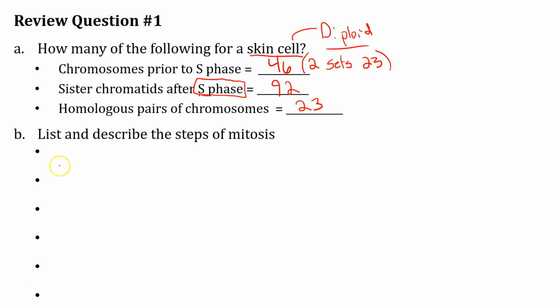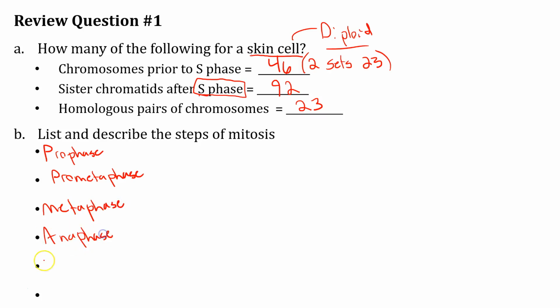Okay, in mitosis, the steps look like this. There's prophase, there's prometaphase, metaphase, anaphase, telophase, and then lastly this process known as cytokinesis. Okay, so the big events that are happening in each of these: prophase, all of the chromosomes are condensing.